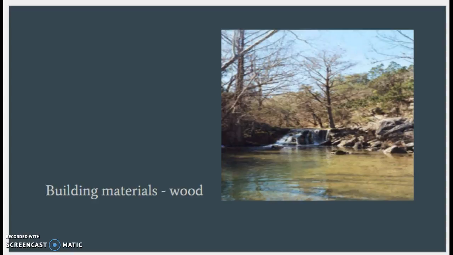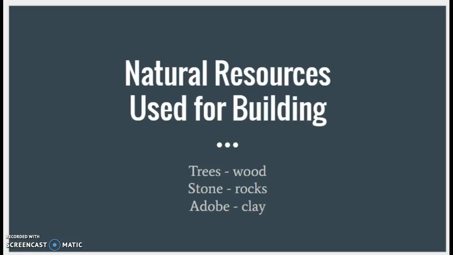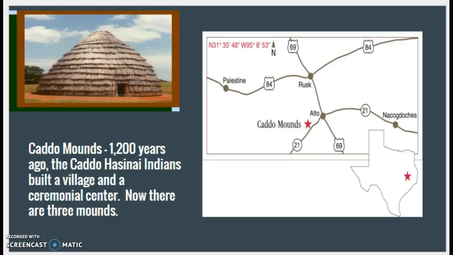How can wood be changed to create a geometric structure? Depending upon the geographic region of Texas, different natural resources were available for building. 1,200 years ago, the Caddo mounds were built from earth. How do you think lines and curves work together for these mounds?